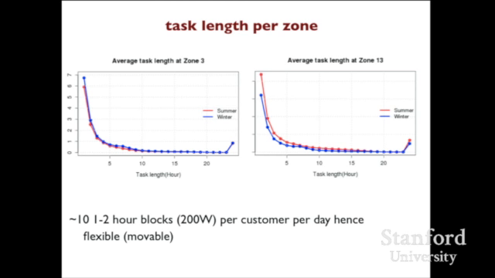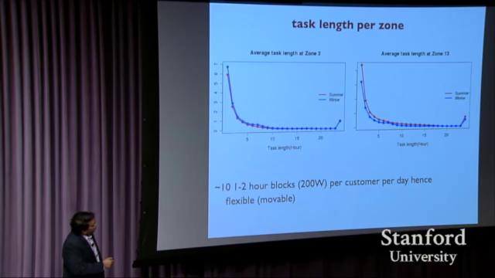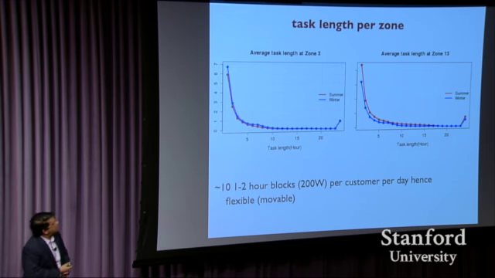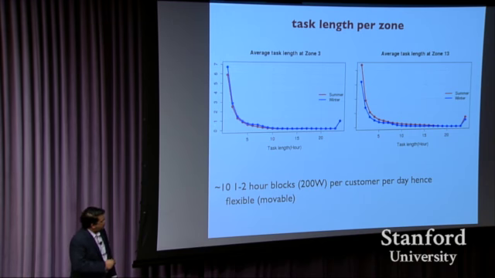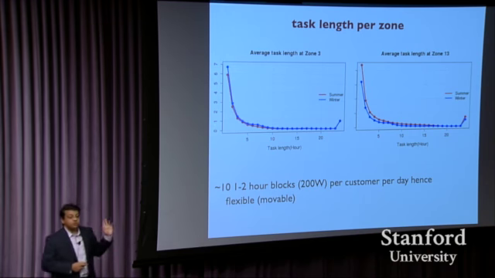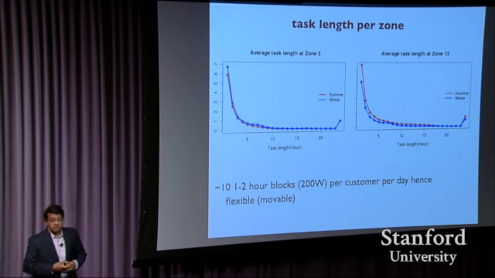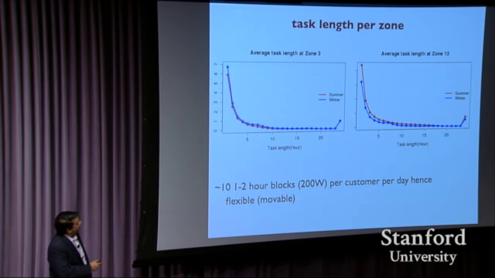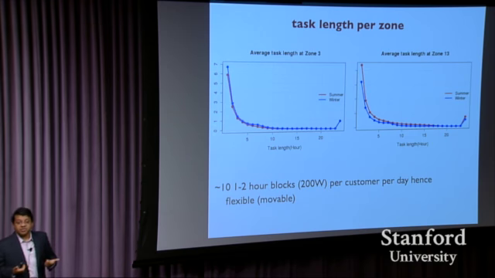For example, for zone 3, a typical customer has 7 blocks that last 1 hour and about 3 blocks that last 2 hours. Similarly here in the summer for zone 13, I have about 8 blocks of 1 hour and then maybe a little bit more, maybe 3 blocks, 6 blocks or so, 5 blocks of 2 hours. So roughly what I can say is there are 10 1 to 2 hour blocks that you experience. So this is very exciting because you can see that all the long blocks are very infrequent, right? So there's a lot of possibility to move things around, okay?